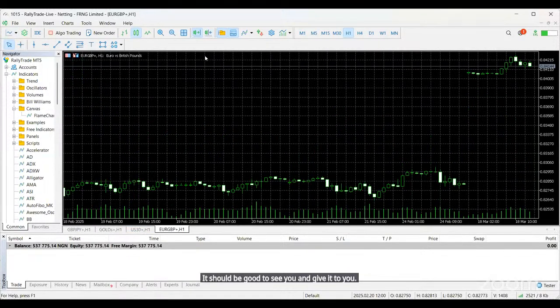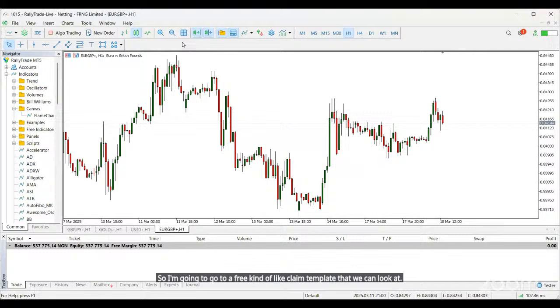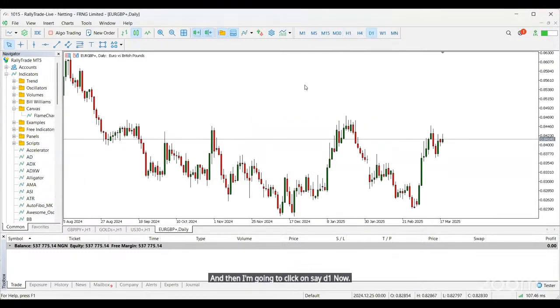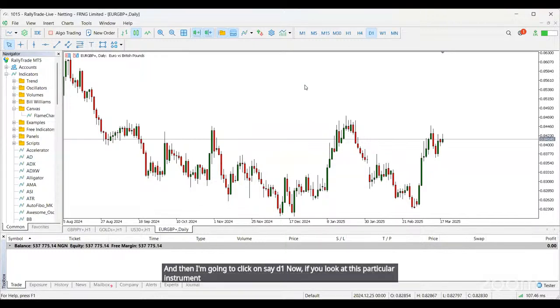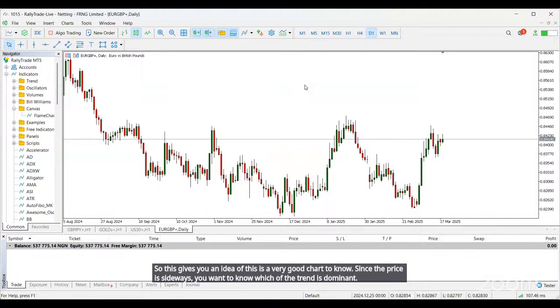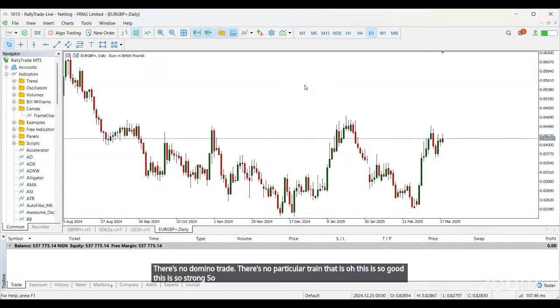Okay, so I'm going to go to a clean template that we can look at. And then I'm going to click on D1. Now, if you look at this particular instrument, at a glance, you know that there's no particular trend forming. This is a very good chart to know. Since the price is sideways, you want to know which trend is dominant, whether the uptrend or the downtrend, because 2 of them are at play here. There's no dominant trend. So this gives you perspective. When the trend is changing, you will know.